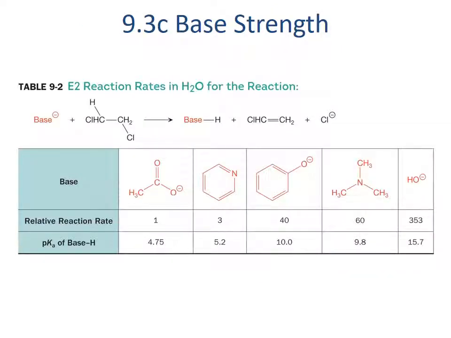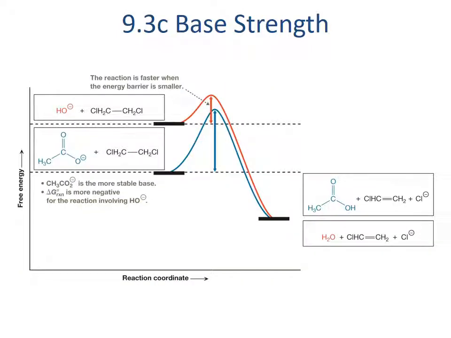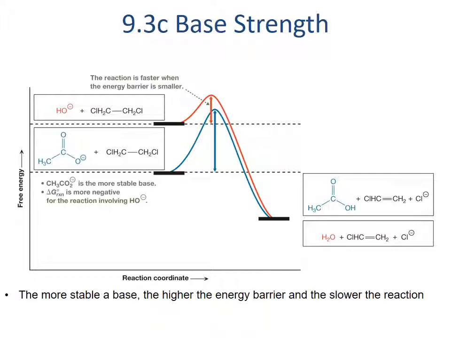So we know that unstable nucleophiles are generally the best nucleophiles. Unfortunately, unstable nucleophiles can usually be stabilized by pulling off any acidic hydrogen. If a strong nucleophile can act as a base, it often will. More on that later. Just like nucleophiles, strong bases generally have less stable negative charge, and weak bases have more stable negative charge. This makes sense if we think about the shape of the reaction coordinate diagram. More stability of bases means a larger energy barrier and a less likely reaction.